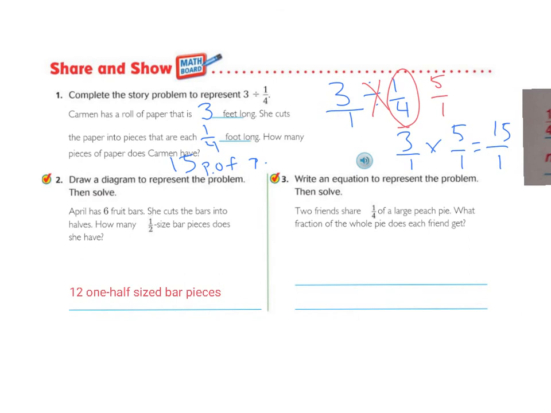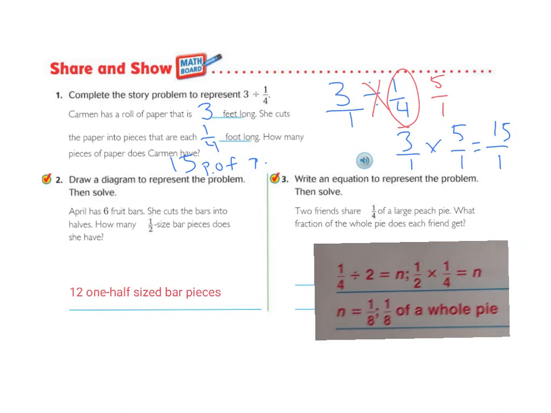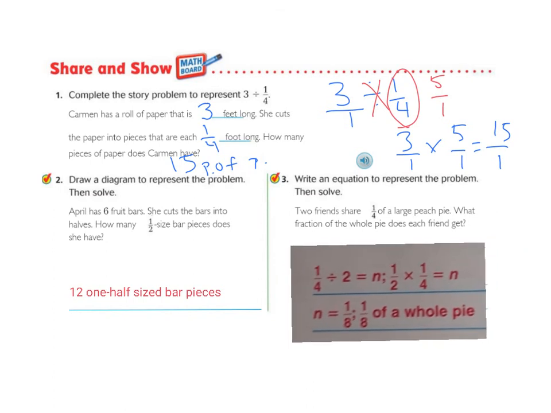So let's look at the next one. We have write an equation to represent the problem, then solve. 2 friends share 1/4 of a peach pie. What fraction of a whole pie does each friend get? So let's look down here. So we have 1/4 divided by 2 equals n. Okay, so that's the same thing as saying 1/2 times 1/4, which equals n. So if n is 1/8, then the answer is 1/8 of a whole pie.